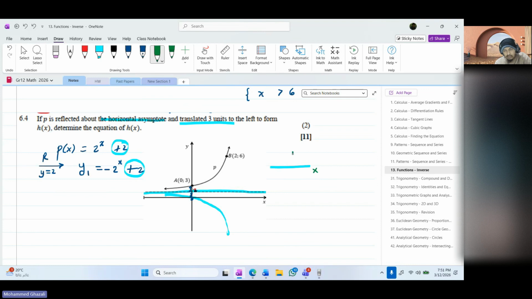See, this is the x-axis. You got a point x and y. If you're reflecting it across the x-axis, what is x-axis? X-axis is y equals 0. So it becomes x and negative y, okay? But now the asymptote will remain fixed. So negative 2 to the power x plus 2.